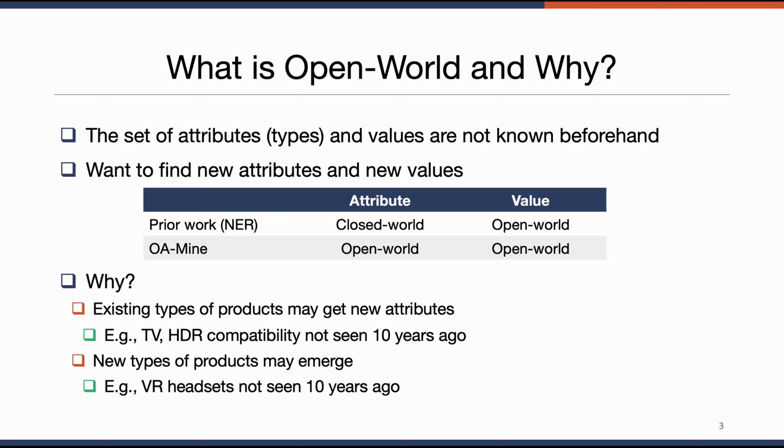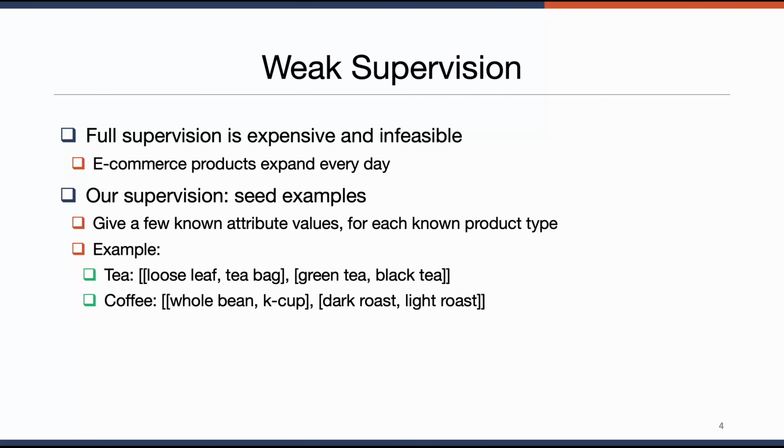And what's more, we may get new types of products these days. For example, VR headsets is not a thing 10 years ago, and now people are shopping for that. In this challenging problem setting, it is very expensive or may not even be feasible to build a fully supervised model because of the forever expanding product catalog. You cannot really keep up your annotation with that data. So here in this project, we focus on a weak supervision setting.